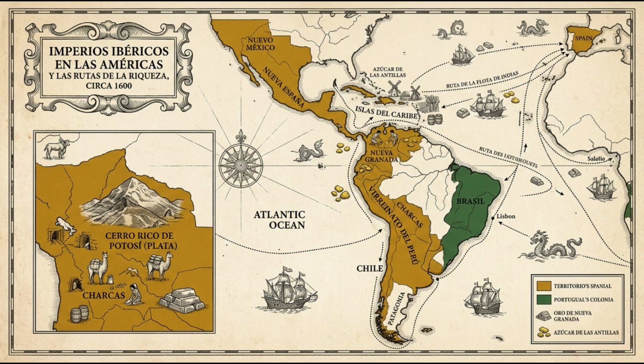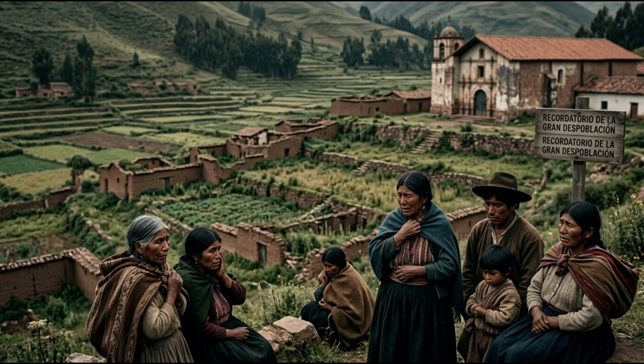By 1600, Spain controls an empire that runs from New Mexico to Patagonia. Portugal controls Brazil. The wealth flowing back across the Atlantic is staggering. Silver from the mines of Potosí in Bolivia, gold from Colombia, sugar from the Caribbean. The human cost is almost incomprehensible.